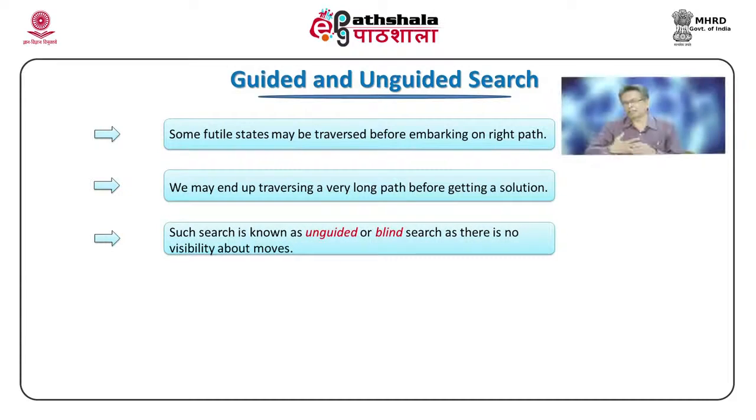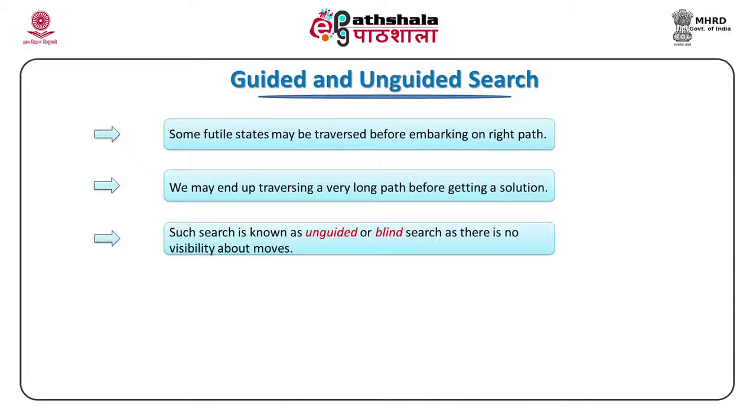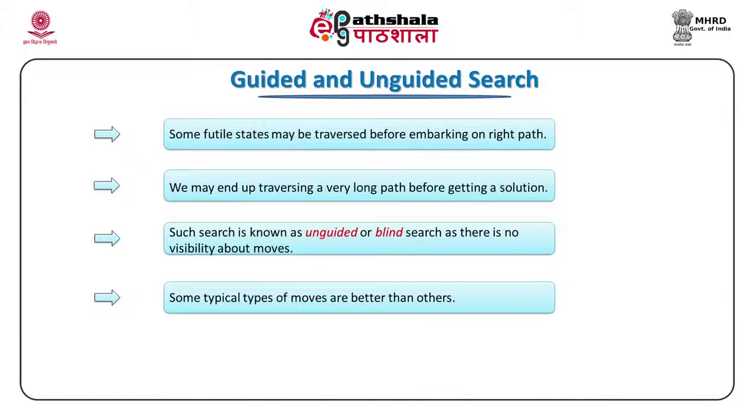Okay. This type of search where we do not have any help from heuristic, we do not have any domain knowledge, we do not have any information about which move is better compared to others, we call it unguided search. Okay. But believe me, in fact, that is what we are going to see, that some typical types of moves are better than others, but we do not know that right now, and that is why we are using unguided search. Okay.